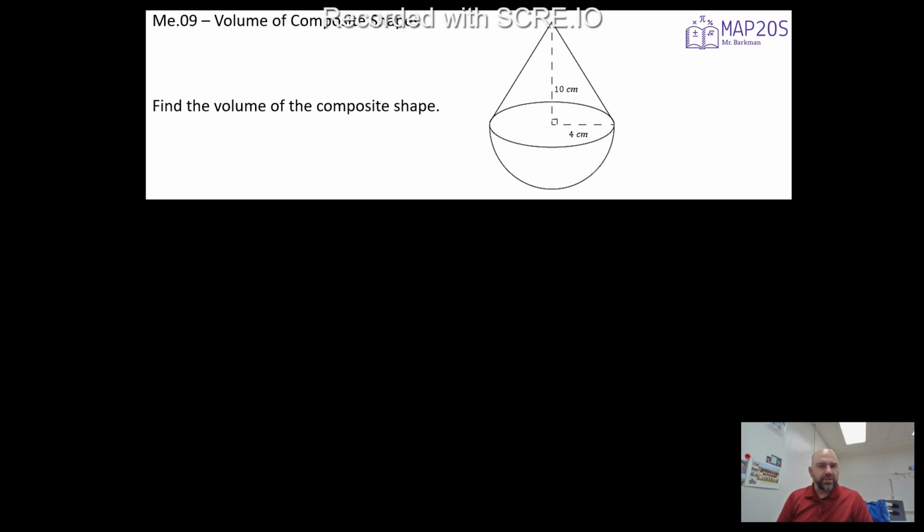It's a hemisphere topped by a cone. And we're given the dimensions of both. We're given the radius and the height of the cone, and the radius of the cone is equal to the radius of the hemisphere. Now, when you are finding the volume of a composite shape, the important thing is to find the volume of both individual shapes that you know, and then we're going to add them together once we are finished. And that will give us our entire volume.